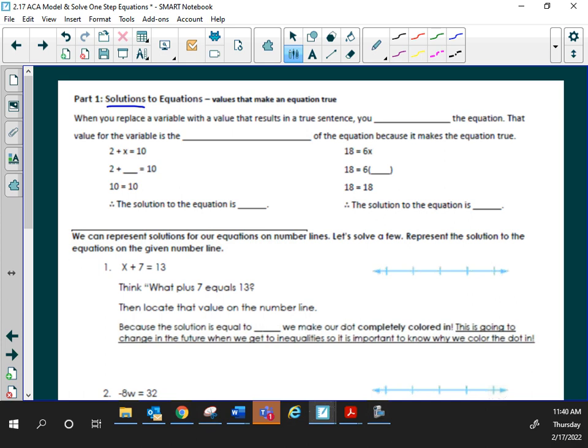Okay. Solutions to equations. A solution is values that make the equation true. It might say list all the solutions that make this true. You say which values of x make it true. When you replace a variable with a value that results in a true sentence, you solve the equation. That value for the variable is the solution.